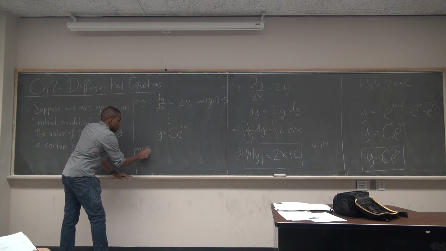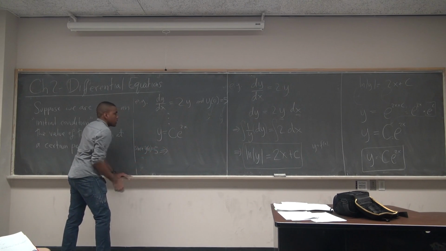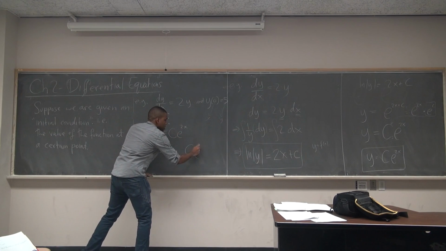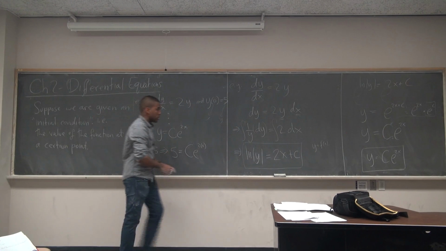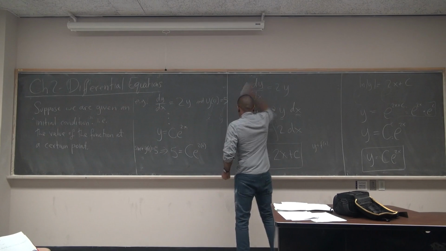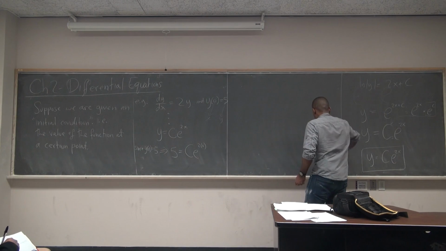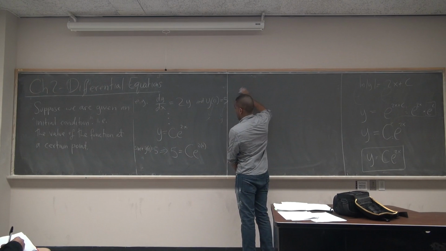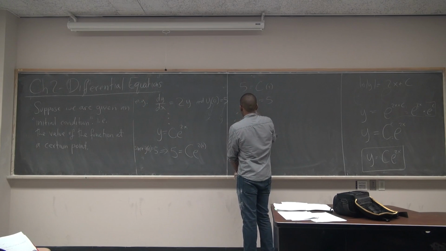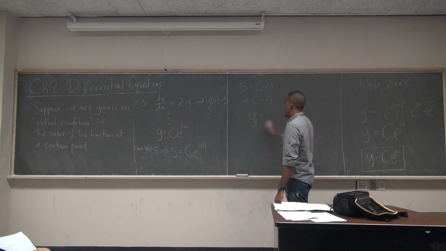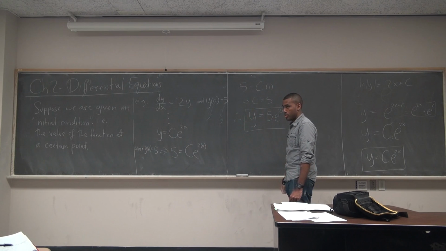Since y of 0 equals 5, this means when x is 0, c e to the 2 times 0, the output value is 5. So then what can I say? I have 5 equals c times 1. In other words, c must be equal to 5. Therefore, my y function would be 5 e to the 2x. Okay.